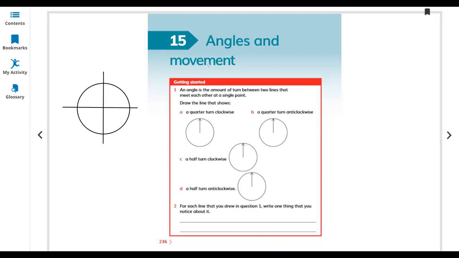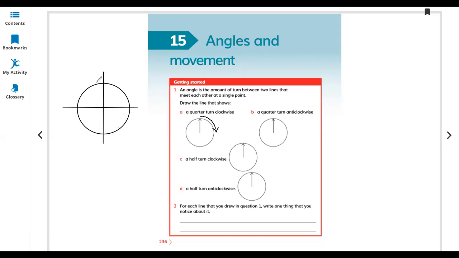So a quarter turn clockwise. Quarter means starting from here until here. So you can make it starting here and stop here. This is clockwise. Clockwise means as the clock's minute hand, hour hand or second hand moves, it's moving forward like this, then 1, 2, 3, 4, 5, 6. This is called clockwise. Anti-clockwise means the opposite side, from back.